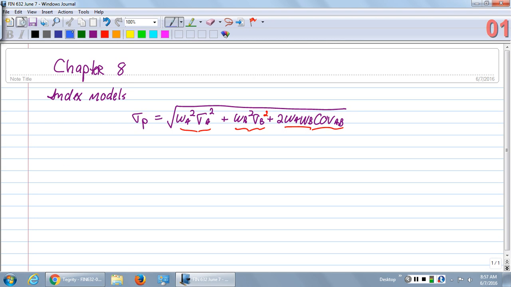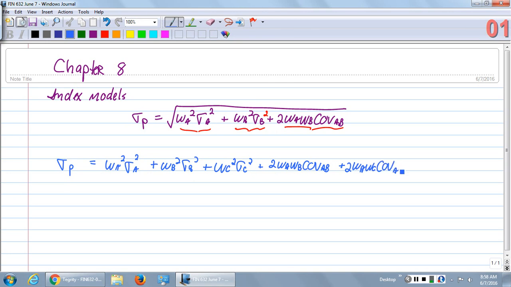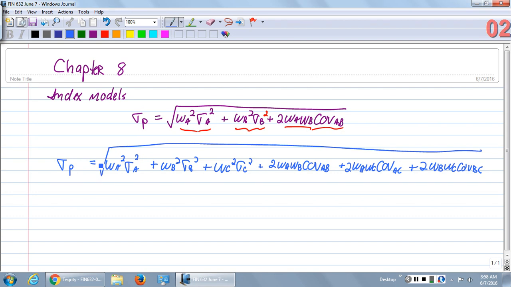Again, that was two assets. Let's see what it looks like with three assets. The standard deviation of a three-asset portfolio: WA squared sigma A squared, WB squared sigma B squared, WC squared sigma C squared, plus 2 WA WB covariance AB, plus 2 WA WC covariance AC, plus 2 times WB WC covariance BC. That's the standard deviation of the three-asset portfolio.